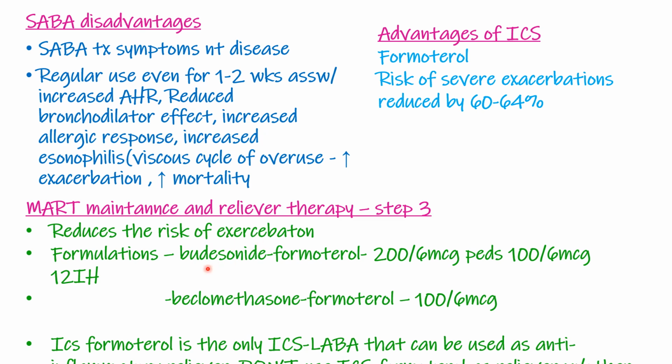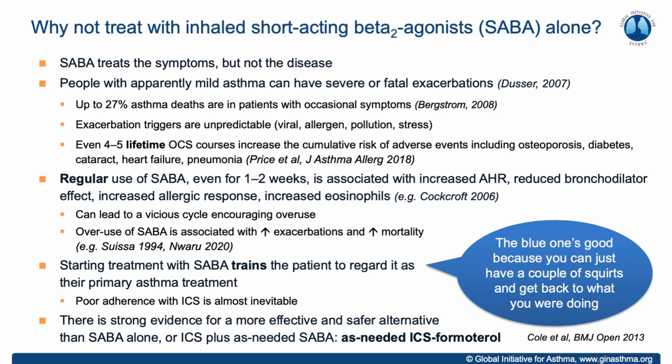The formulation is budesonide-formoterol, that is 200 over 6 micrograms, and for the pediatric population it is 100 over 6 micrograms. You could also use beclomethasone-formoterol, that is 100 over 6. ICS-formoterol is the only reliever that is known to have an anti-inflammatory effect in asthma. So this is just the table in their slides that shows us why not to treat with inhaled SABA alone, a beta agonist.